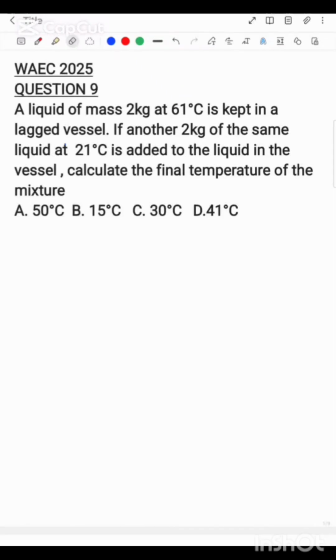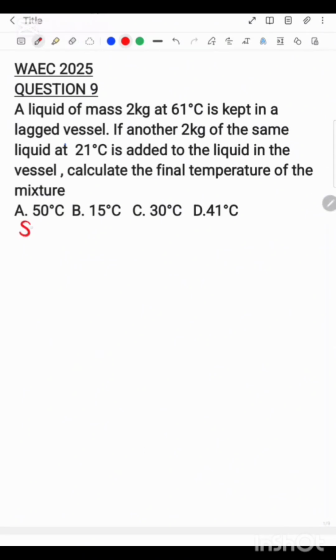Back once again. So this is question 9 of WAEC 2025 solution. So let's read the question, please. A liquid of mass 2 kg at 61 degrees Celsius is kept in a large vessel. So a liquid of mass 2 kg. Okay, let's write those parameters first.